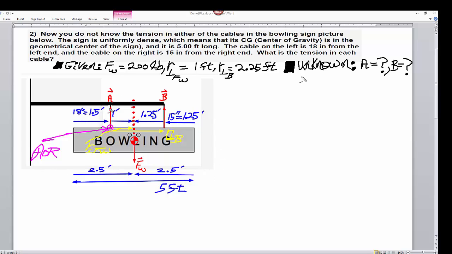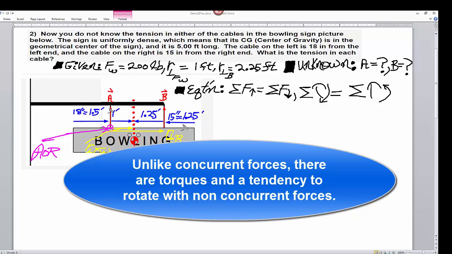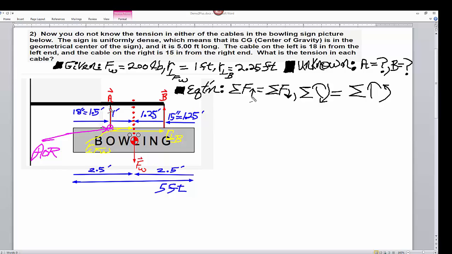The unknowns in this case: what is the magnitude of the tension in cable A, and what is the magnitude of the tension in cable B? The equations. Since the sign is at rest, it is in equilibrium. These are non-concurrent forces. Therefore, the first condition of equilibrium is that the sum of the forces in the upward direction is the sum of the forces in the downward direction. The second condition of equilibrium says that all torques must be balanced, or the sum of the clockwise torques is the sum of the counterclockwise torques. This holds for any axis of rotation.